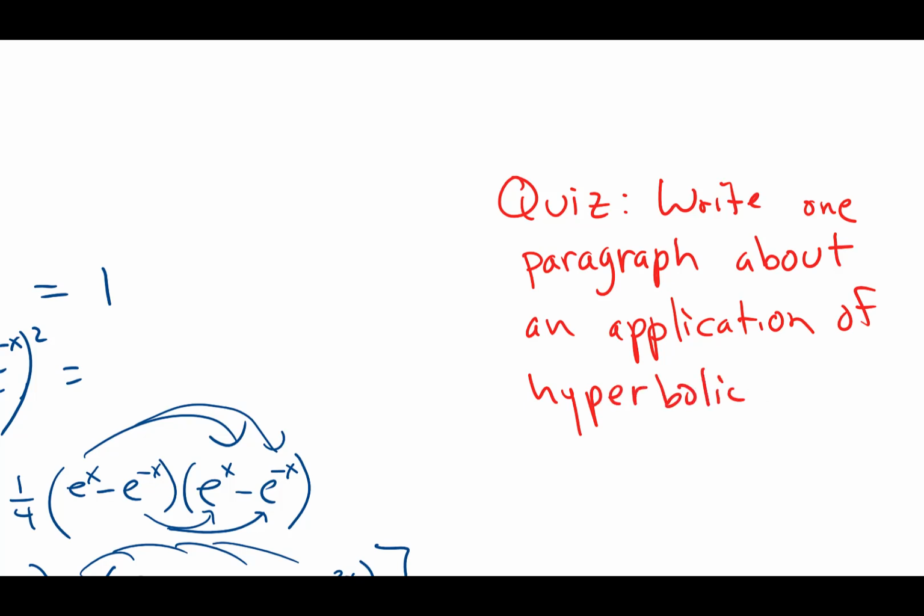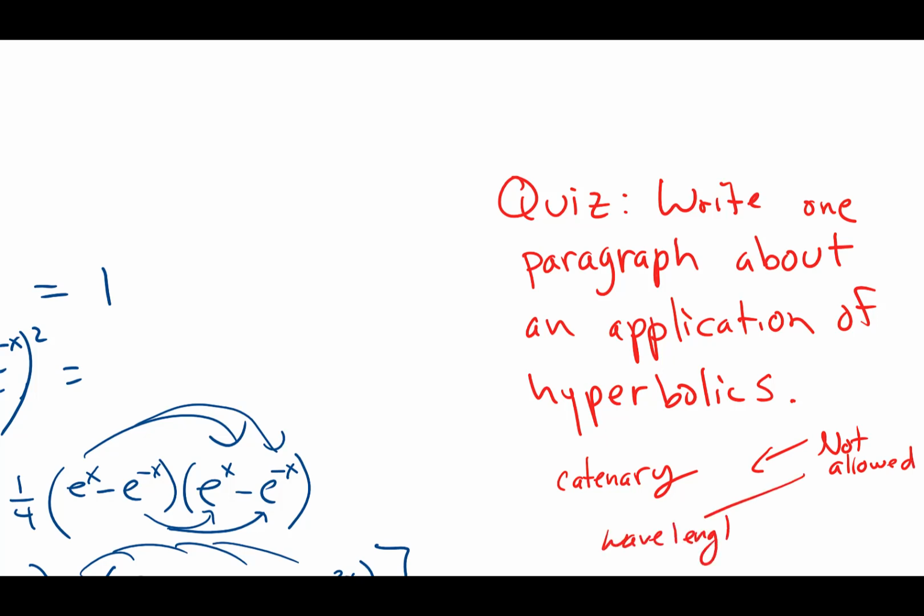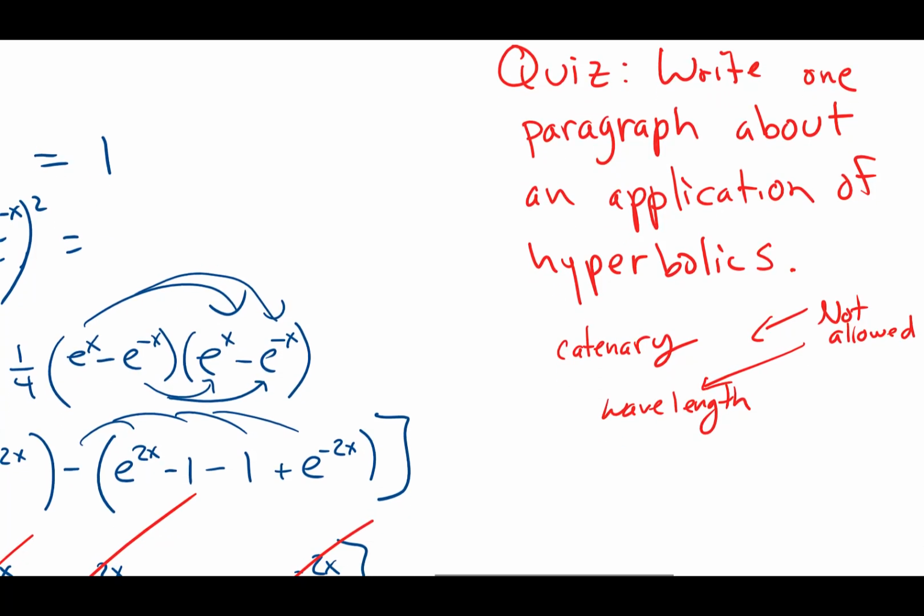What I mean by that is go get on Google, type in hyperbolics, go check something out, go find out something, and it can't be, don't give me anything about a catenary. Nope, not allowed to do this, not allowed. All right, no catenaries, no wavelength. No St. Louis Arch. Other than that, though, you choose what you want.